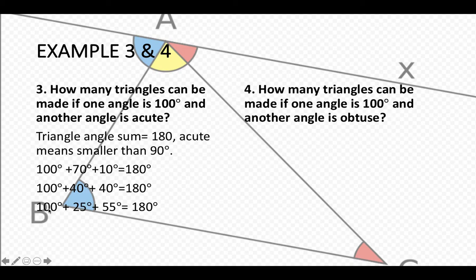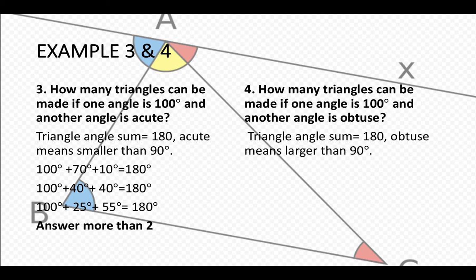Let's see if I can go for more. 100 plus, let's say 25. That means the third angle is 55. That gives me 180. So when I'm given one angle, and then I'm told the other angle is an acute angle, I can form more than two triangles.